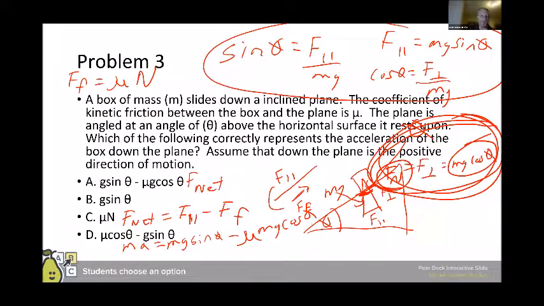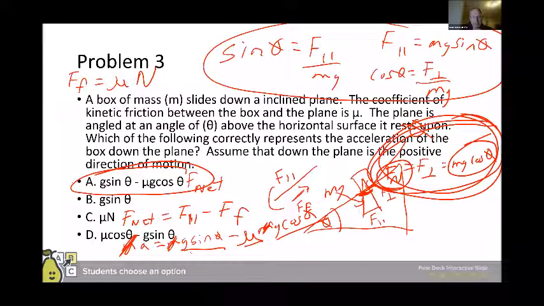I've got mass in all my terms on both sides of the equation. So mass cancels out. And now I've got my answer. Acceleration is equal to g sine theta minus mu times g cosine theta. So looking at A, that's a little more complicated. Questions, comments?